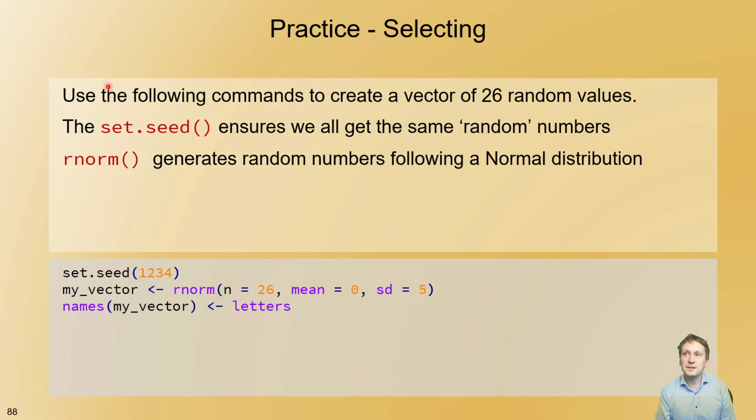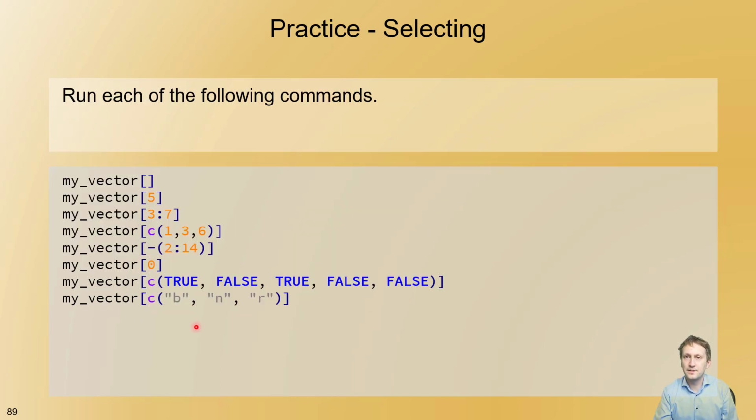So let's start with a little bit of practice right away. Use the following commands down below to create a vector with 26 random values coming from a random normal distribution. The set.seed command that we have here ensures that we all get the same random numbers, because those are pseudo-random numbers, and if we initialize the random number generator with the same seed, we all get the same random numbers. Then rnorm generates random numbers following a normal distribution, in this case not a standard normal distribution, because the mean is 0 but the standard deviation is 5. So just run this part, and then I have an assignment for you.